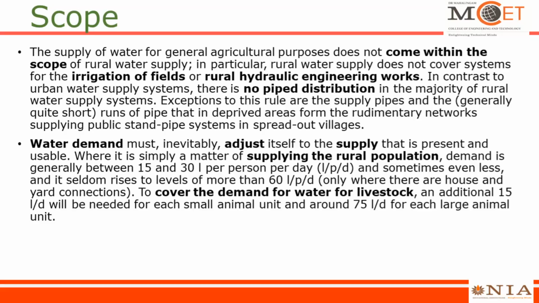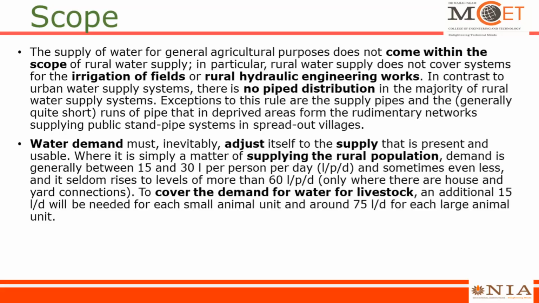Where it is simply a matter of supplying the rural population, demand is generally between 15 to 30 liters per person per day, LPD, and sometimes even less, and it seldom rises to levels more than 60 LPD. Right, to cover the demand of water for livestock, an additional 15 LPD will be needed for each small animal unit and around 75 liters per day for each large animal unit.